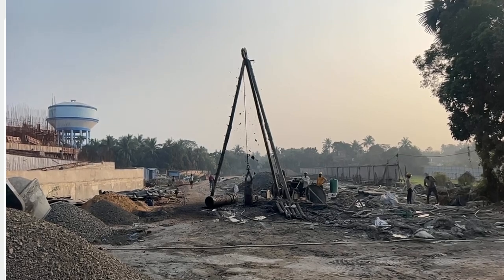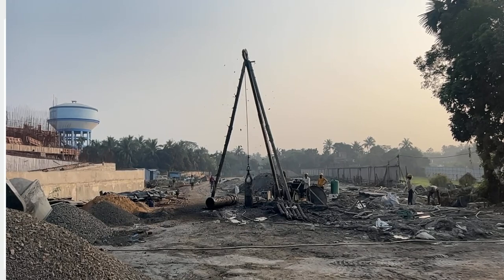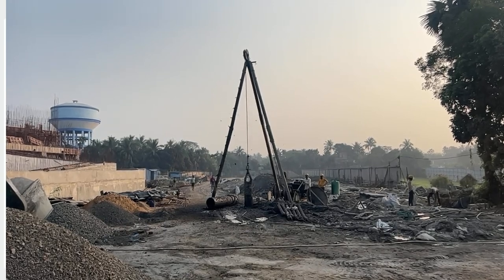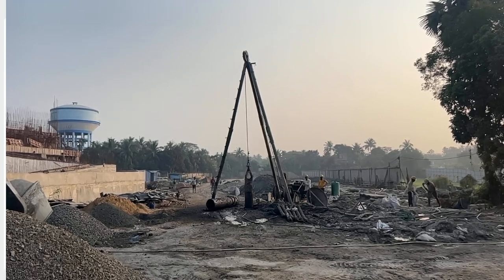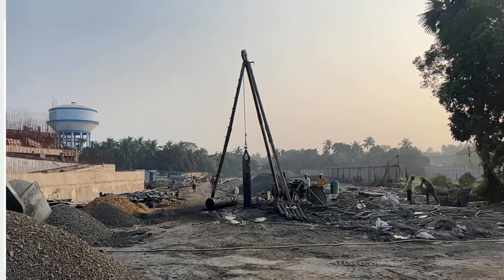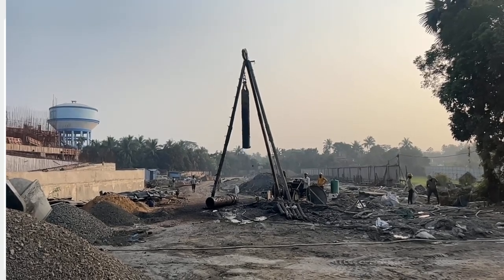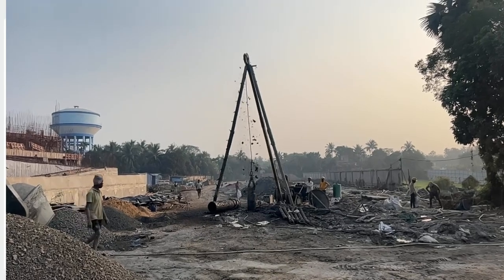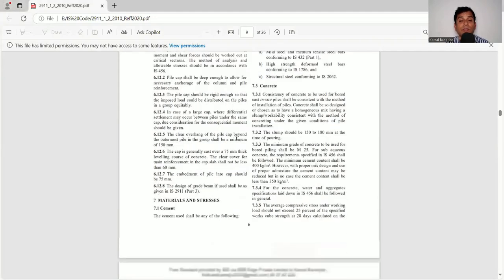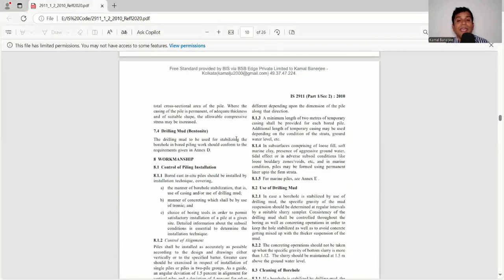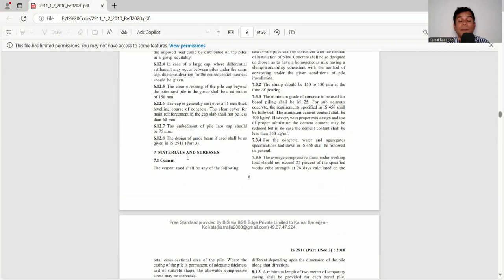And then the concrete pump. Sometimes we are not using the concrete directly from the concrete mixer, but the concrete pump is very important to pass the concrete through the tremie pipe. Now we need to know the procedure. So here we go to the relevant IS code, that is IS 2911 Part 1 Section 2, clause 8.